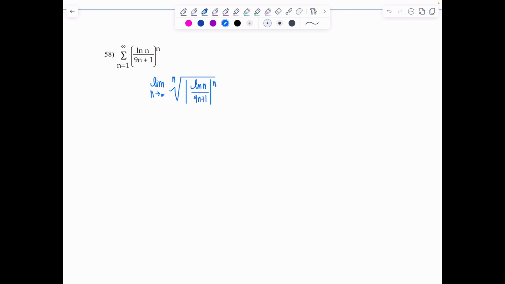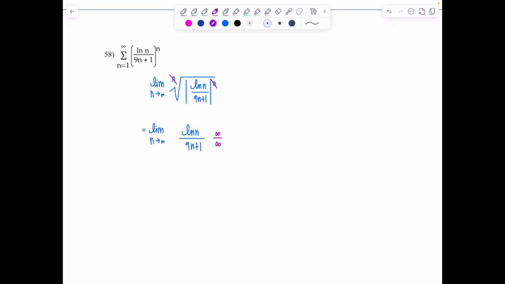Okay, so these n's cancel out. And then n is going from 1 to infinity. In this limit, natural log isn't going to be negative, neither is this, so I don't need to keep the absolute value. So we've got the limit, n goes to infinity, of natural log of n over 9n plus 1. As n gets very, very large, natural log of n goes to infinity, so does 9n plus 1. So we have an indeterminate form of the type infinity over infinity.